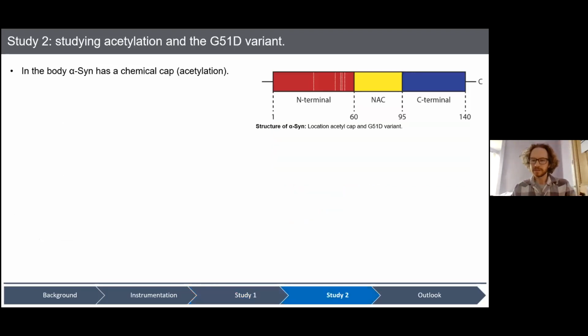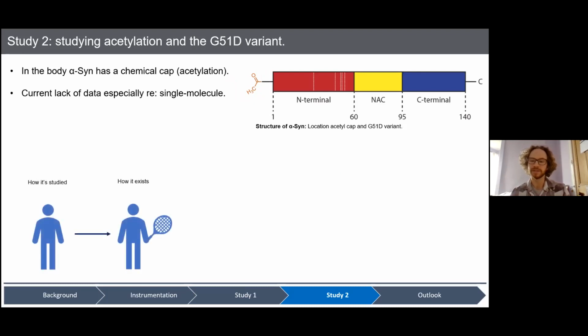I'll also briefly cover a second study which I'm currently working on, and is looking at how alpha-synuclein exists and aggregates in the brain. So in real life, in the body, alpha-synuclein gets this chemical cap called an acetyl group in a process called acetylation, as Kiani mentioned earlier. However, until now, most studies have looked at the protein without this cap, so there's a lack of data, especially single molecule data, on how alpha-synuclein would aggregate in the body, which is almost like trying to see how good someone is at tennis without giving them a proper racket.